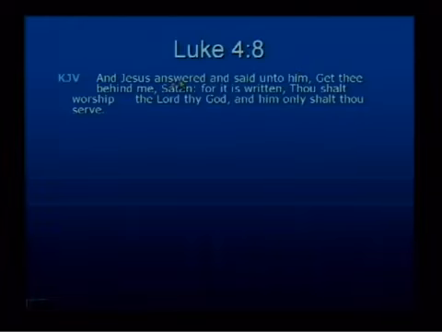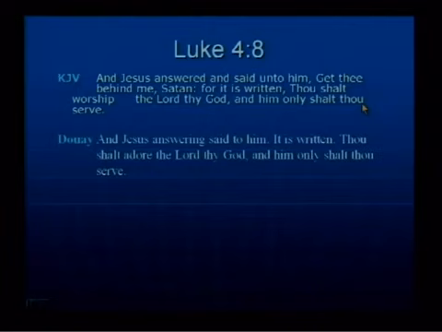Luke chapter 4, verse 8. And Jesus answered and said unto him, get thee behind me, Satan, for it is written, thou shalt worship the Lord thy God, and him only shalt thou serve. Well, the Douay, which is basically the product of the Jesuit Bible, says: and Jesus answered, said to him, it is written, thou shalt adore the Lord thy God, and him only shalt thou serve. What's gone? Something's gone.